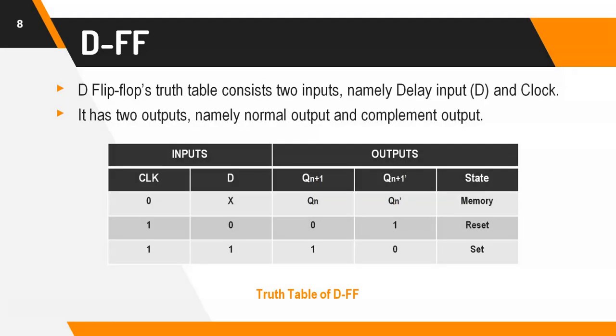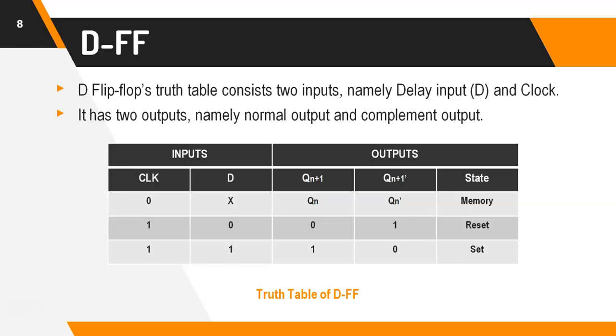Now let's see about the working of this D flip-flop. This table shows the functionality of the D flip-flop. When clock is low, the D flip-flop won't take any inputs, so the output will be the previous value. This state can be called the memory state or previous state. For all the remaining analysis, we are going to consider that our clock is high.